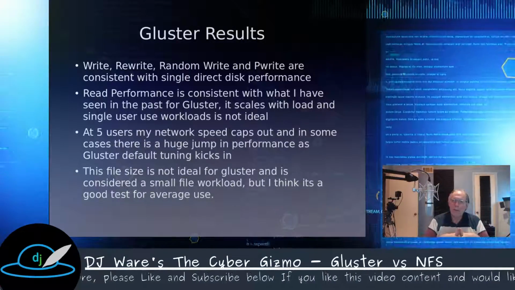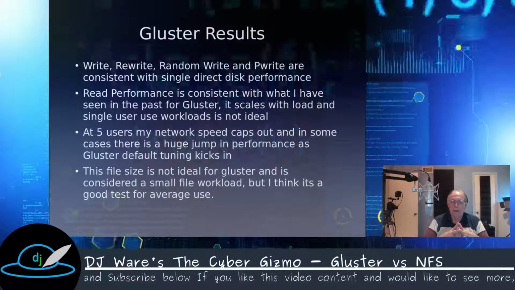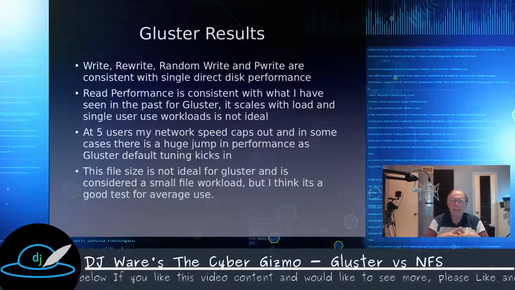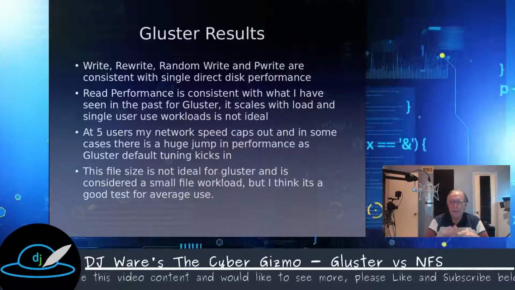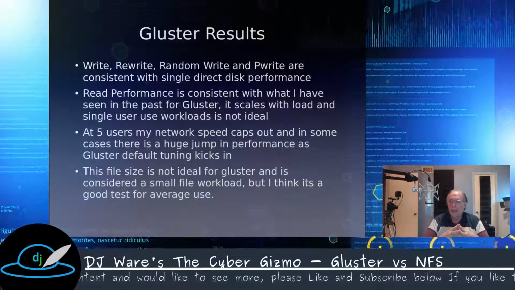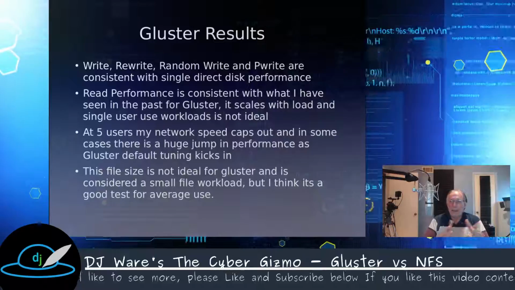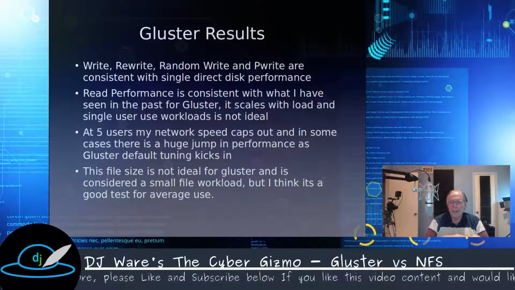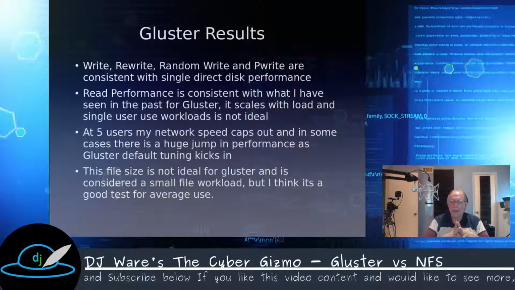The other thing to remember is that in Gluster, a write does not complete until the replicas are completed as well. So when you're issuing a write, it's actually writing 4 times in order to put the file down, once on the primary and then 3 times for the replica, in our case anyway. The read performance is consistent with what I've seen in the past for Gluster, and it scales with load. Of course, the single user workload is not ideal, and this climbed up pretty nicely until I reached 5, and then it capped out the network.